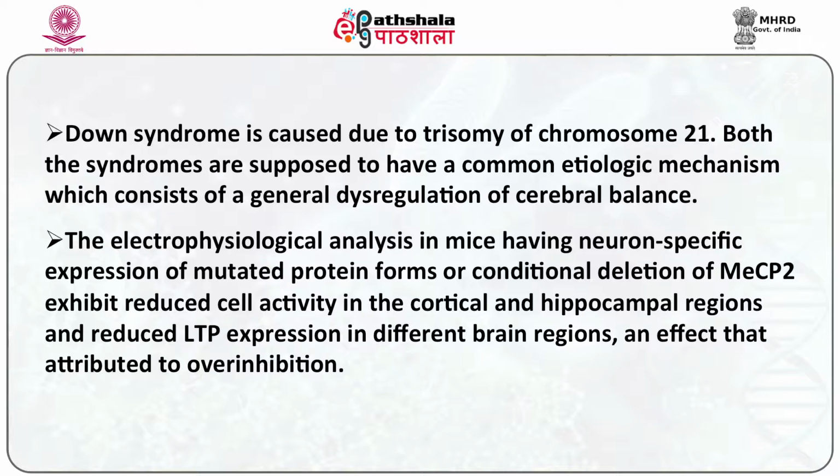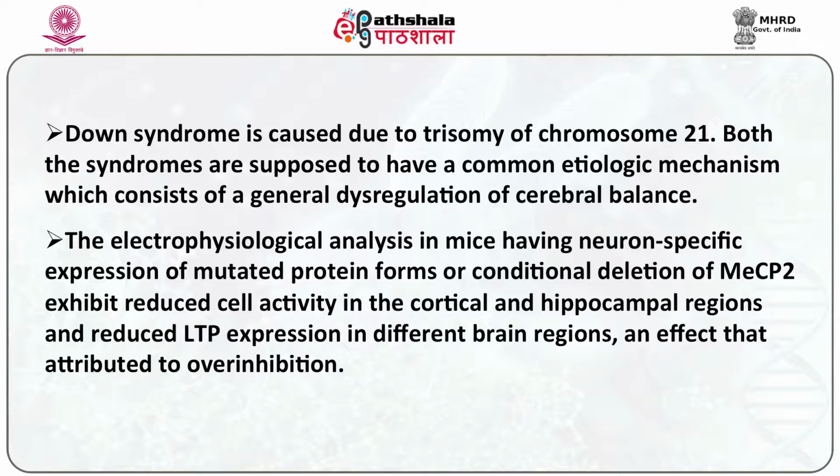Whereas Down syndrome is caused due to trisomy of chromosome 21. Both the syndromes are supposed to have a common etiologic mechanism, which consists of a general dysregulation of cerebral balance involving inhibitory and excitatory drive that leads to impaired synaptic plasticity in different brain parts. The above observation is based on the experiments performed on transgenic murine models.